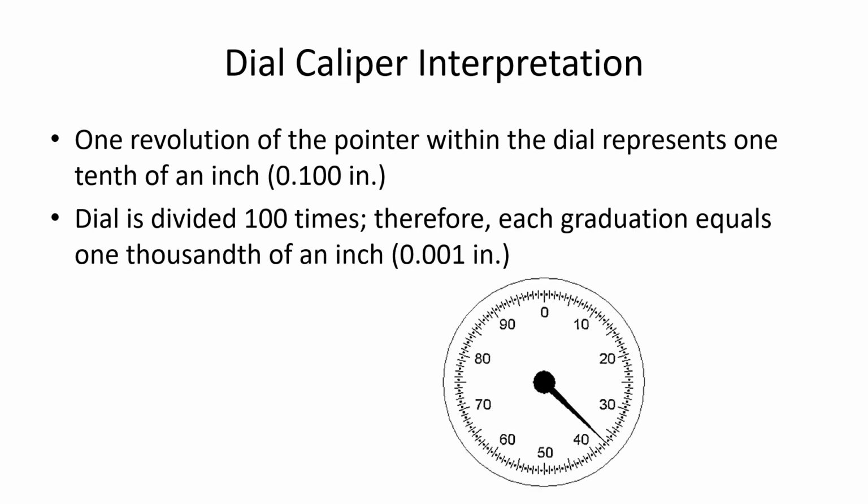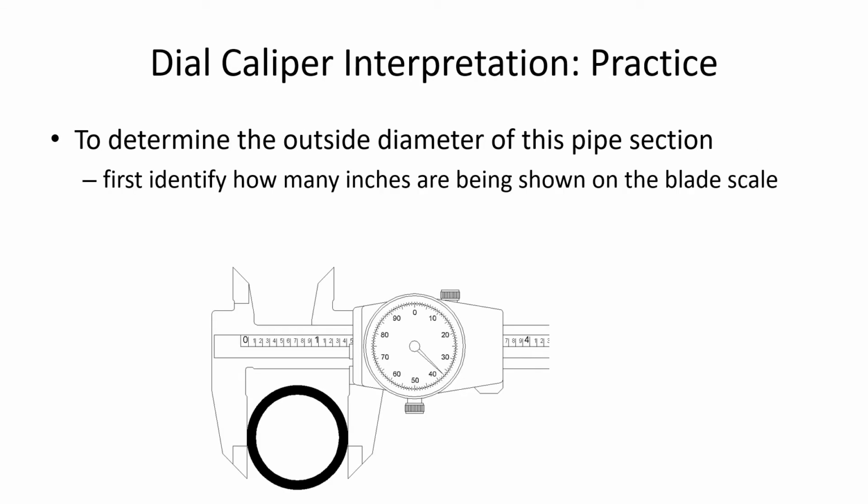One revolution of the pointer within the dial represents 1/10 of an inch. The dial is divided 100 times, therefore each graduation equals 1/1000th of an inch, which is really cool. You could take some precise measurements with that. So here are the multiple steps. This is the example I'll give, and then you're going to do 2 examples on your own.